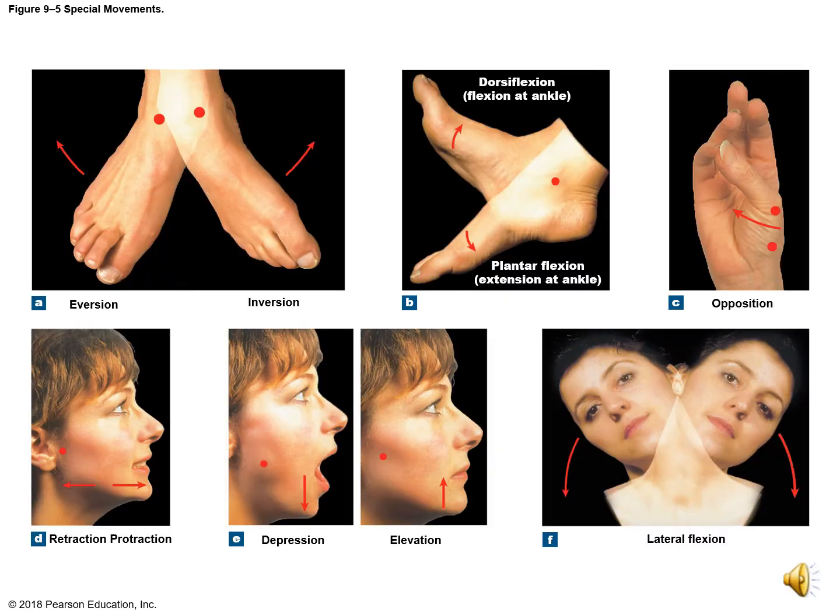Special movements, many of these occur in pairs that oppose each other. Inversion turns the sole of the foot inward, such as if you're rolling your ankle. Eversion turns the sole of the foot outward.